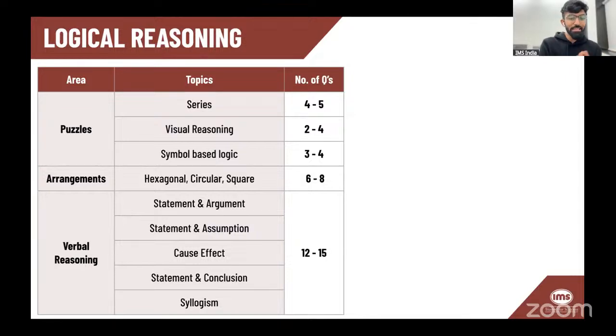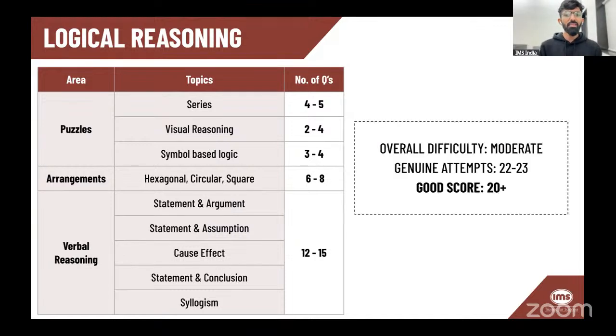Verbal reasoning, you had statement, argument, statement and assumption, cause, effect, statement, conclusion. Students have also encountered syllogisms, and there are some students who did not get a single question on syllogisms. In total, you could expect 12 to 15 questions on verbal reasoning. Now, this section was reported as the most difficult in relative manner, but overall difficulty of the section was moderate. Genuine attempts out of 25, because you had so much time, could have been 22 to 23. Good score was 20 plus.